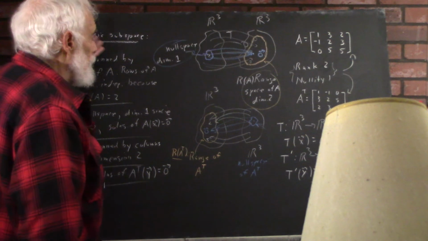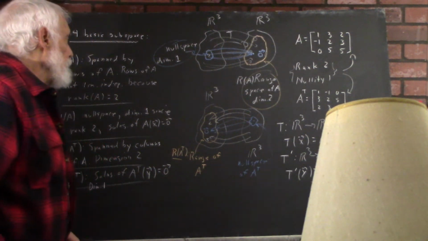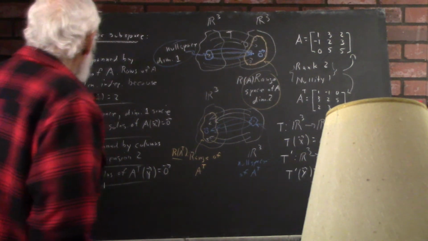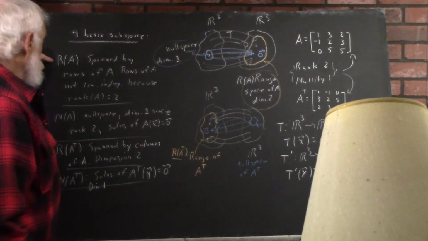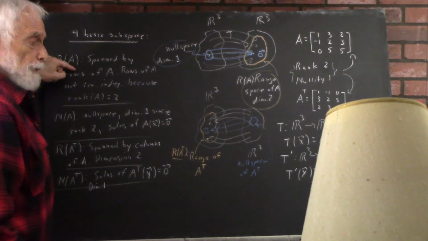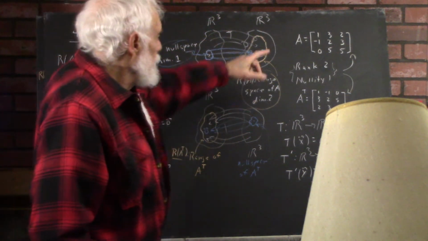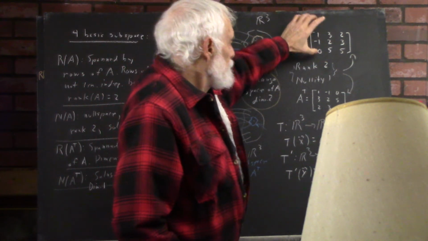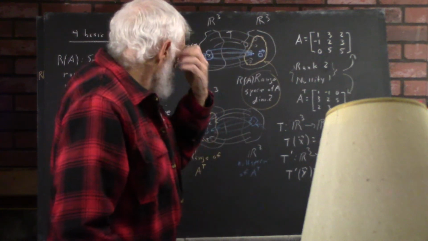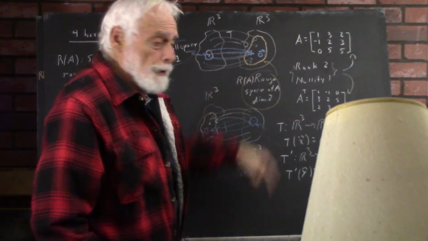Okay, I want to talk about 4 basic subspaces. One of the basic subspaces is the range of A. So if A is a matrix, let's just say this matrix. Note that this matrix has rank 2, nullity 1.